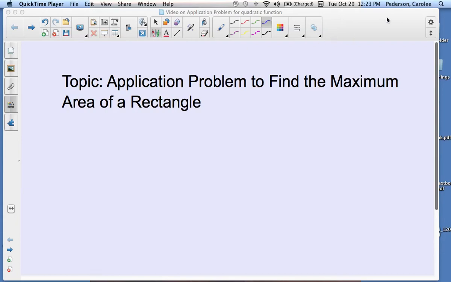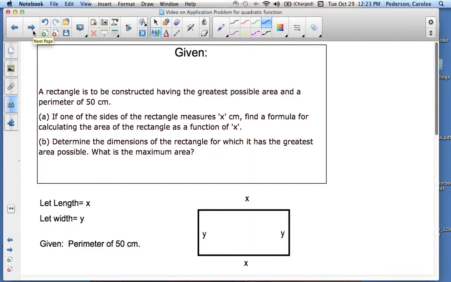Here's an application problem to find the maximum area of a rectangle, and we're going to use a quadratic function. Here's what we're giving you. We give you a rectangle. It is to be constructed with the perimeter of 50 centimeters. Remember, perimeter, if I have a rectangle, that's x plus x plus x plus x, whatever that total is. If one of the sides measures x centimeters, find a formula calculating the area of the rectangle as a function of x.